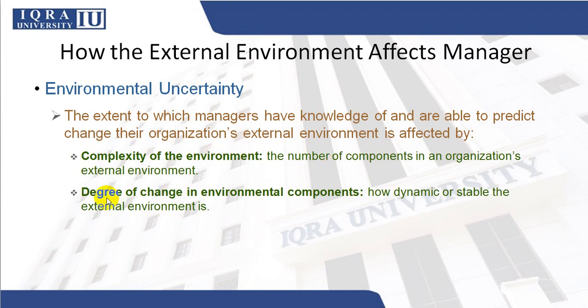The second thing is degree of change in environmental components, how dynamic or stable the external environment is. Dynamic means a highly versatile, continuously changing environment, which is going to be highly tough. Stable means an easygoing environment in which things are not changing rapidly. So these are the two dimensions that make environmental uncertainty. Now it depends on the external environment, how complicated it is and how much impact it's creating on a manager.